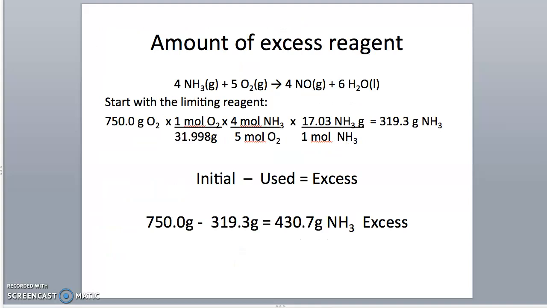Remember how we calculated the excess bread in our sandwich example? Now we will apply this to the chemical reaction. Start with the limiting reactant and calculate how much of the other reactant was used. Use the molar mass to get the moles of oxygen, then the balanced equation for the mole-mole relationship between oxygen and ammonia. Molar mass of ammonia will give our result in grams. We used 319.3 grams out of the starting amount of 750.0 grams. In industry, you would look for opportunities to save production cost by assuring that there is not a large excess of any reactant during a chemical reaction.